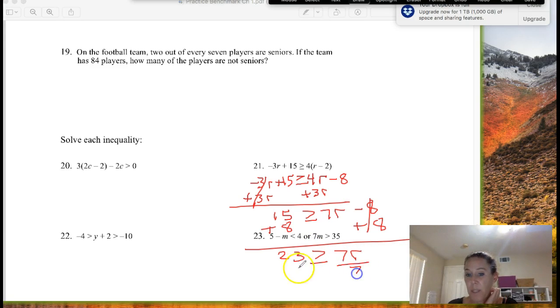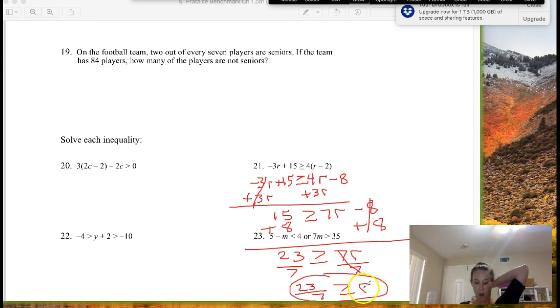I'm going to divide both sides by 7. I did not divide by a negative, so I do not flip the sign. 23 over 7 is greater than or equal to r. If you want to convert that to a decimal and round, that is fine, and that's your solution.